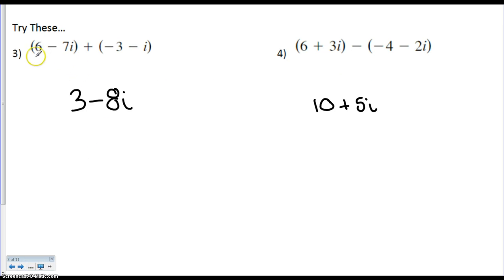So the first one, we're just doing 6 plus negative 3, which gets me positive 3. Negative 7i plus negative 1i gets me negative 8i. For the next one, I have 6 minus negative 4, which is 10, and then 3i minus negative 2i gets me positive 5i. So adding and subtracting is pretty easy.